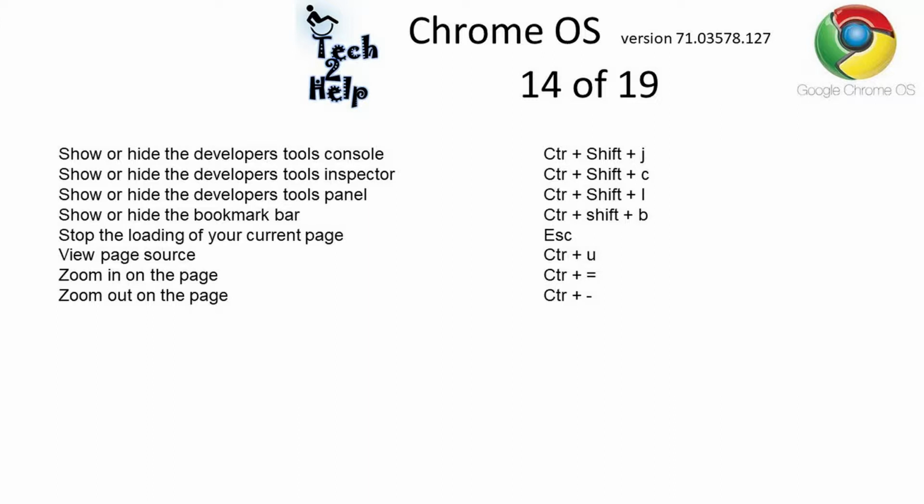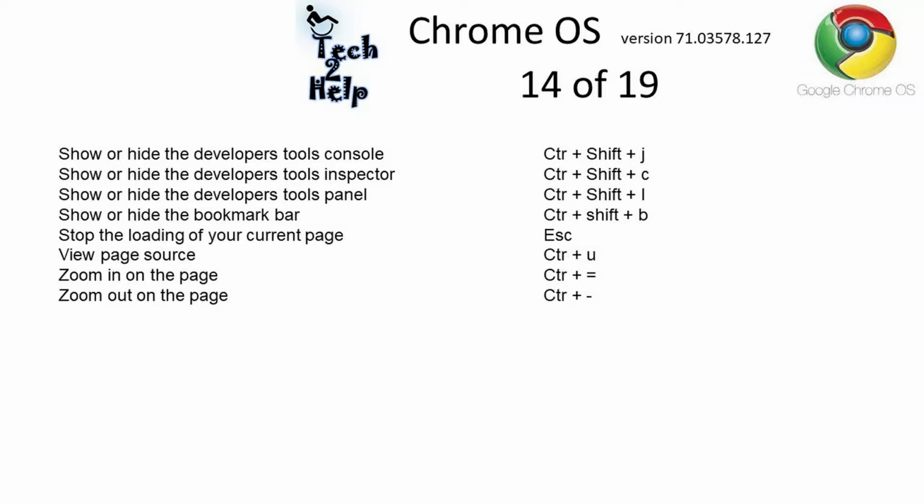Chrome OS version 71.03578.127, 14 of 19. Show or hide the Developer Tools Console: Ctrl plus Shift plus J. Show or hide the Developer Tools Inspector: Ctrl plus Shift plus C. Show or hide the Developer Tools Panel: Ctrl plus Shift plus I. Show or hide the Bookmark Bar: Ctrl plus Shift plus B.